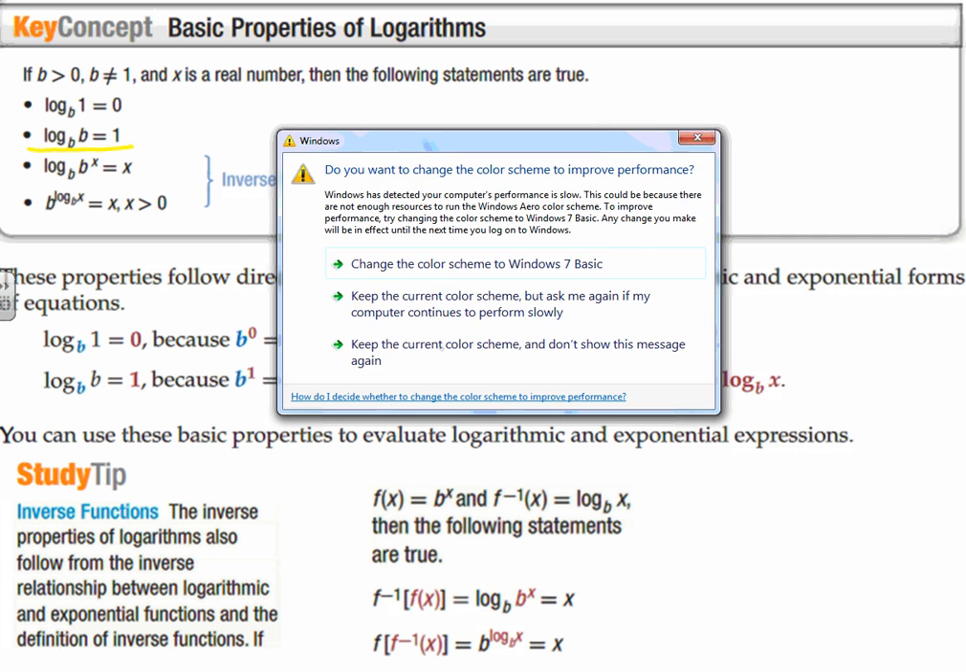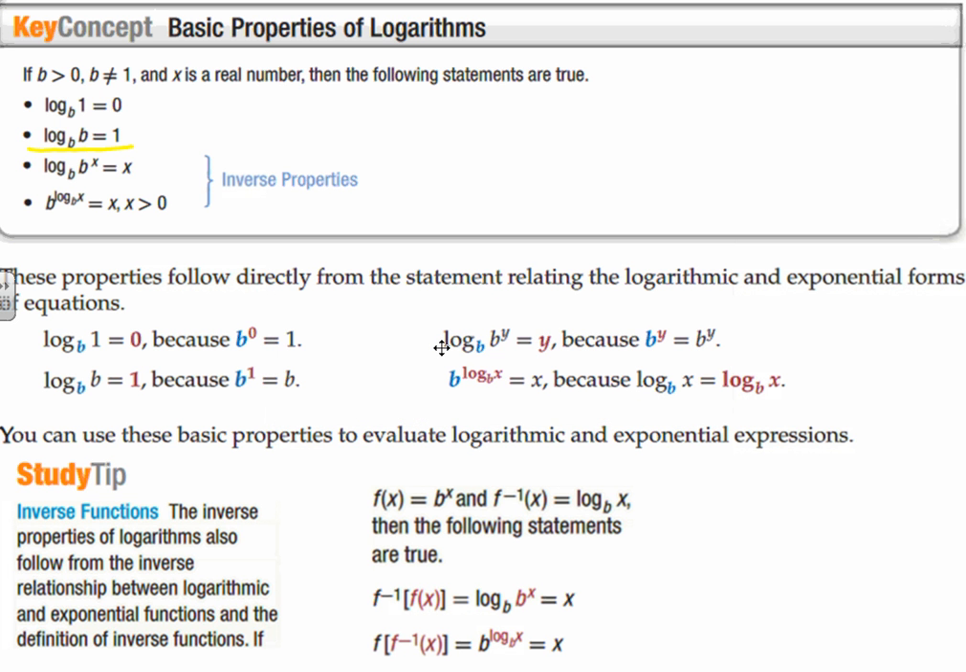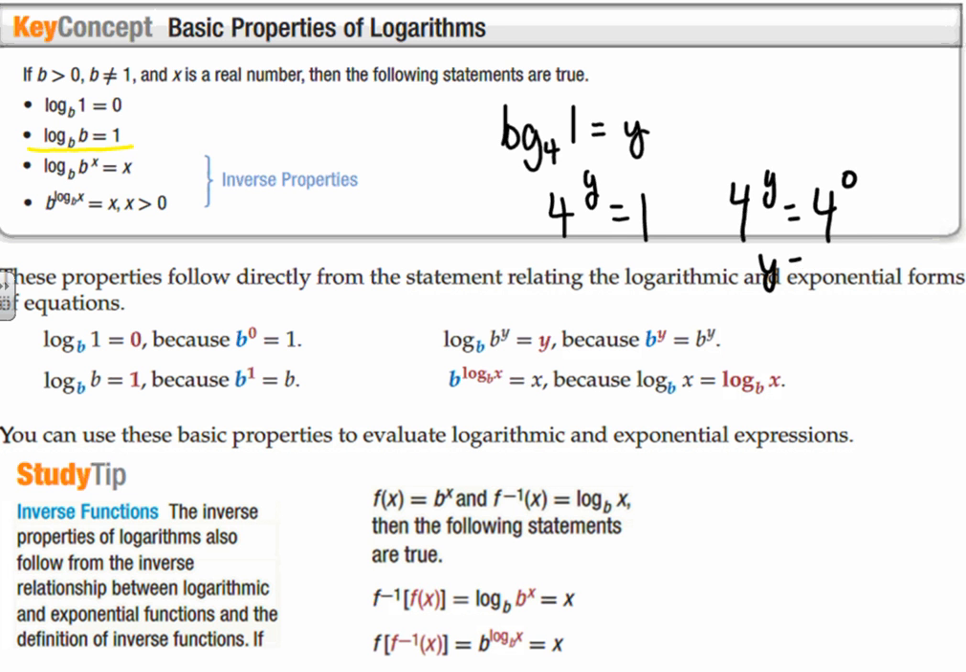The log base b of 1 equals 0. Let's just do a problem like that to get that in our mind. So the log base 4 of 1 equals y. That means 4 to the y equals 1. Well, to get 1, we take 4 to the what power? 0. Anything to the 0 is equal to 1. So 4 to the y equals 4 to the 0, and that's why y equals 0 here. And so then we can say that is 0.